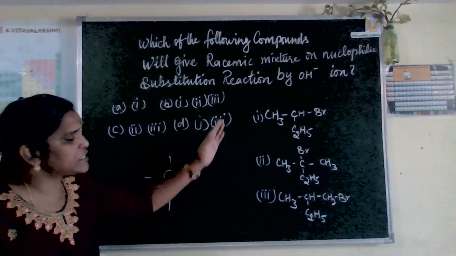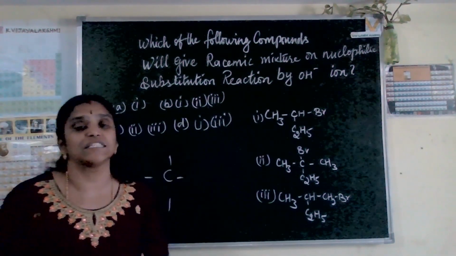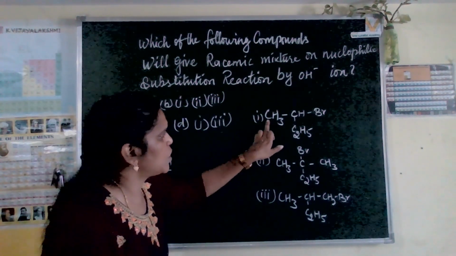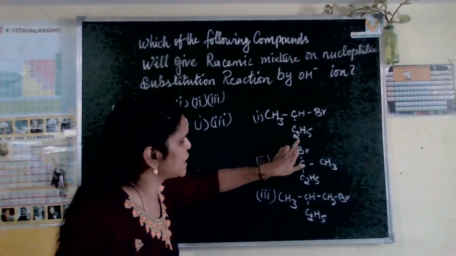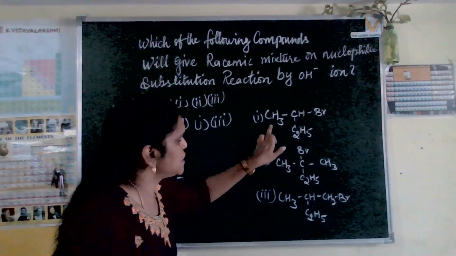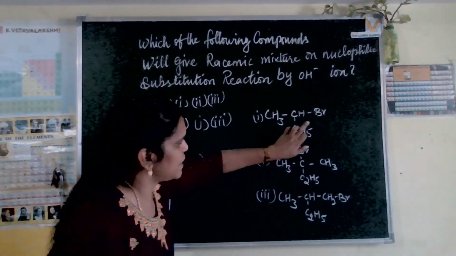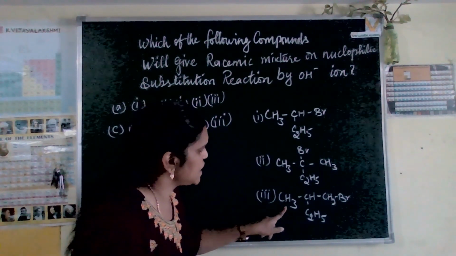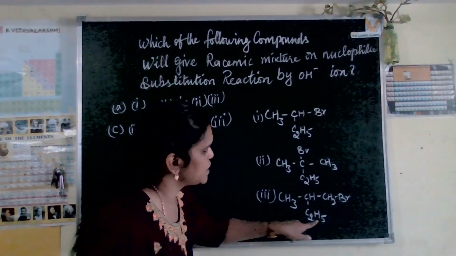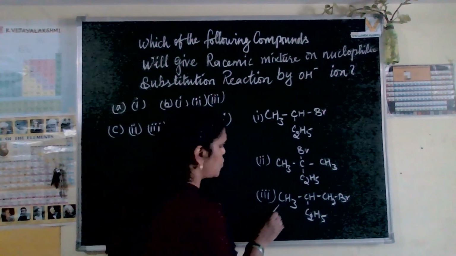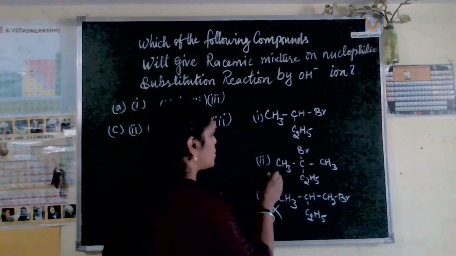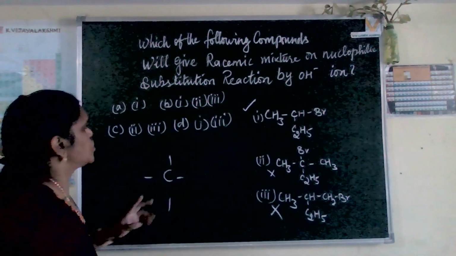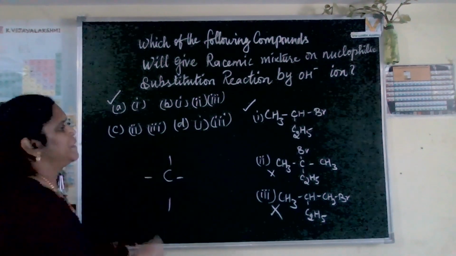So which compound has these points? In the first, this carbon is connected with C2H5, CH3, and Br, so we can identify it. Here, two CH3 groups are the same, so this won't be correct because we require a chiral carbon. In the other, C2H5 and CH2, this also won't be correct. So option A will be the correct answer.